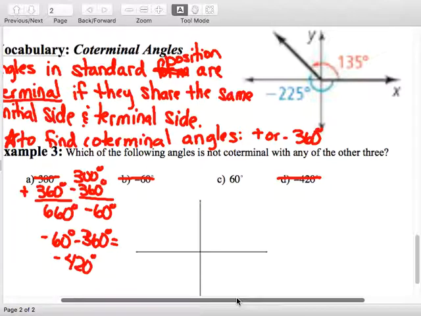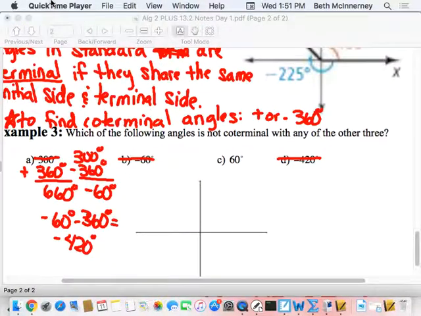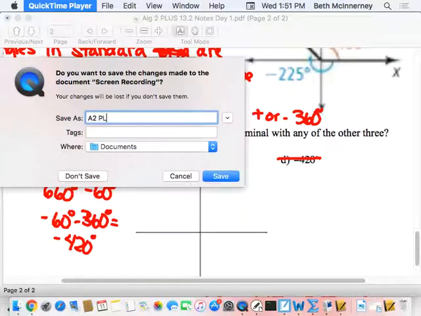All right, so what I would like you to do is grab a marker board and we're going to do some practice here.